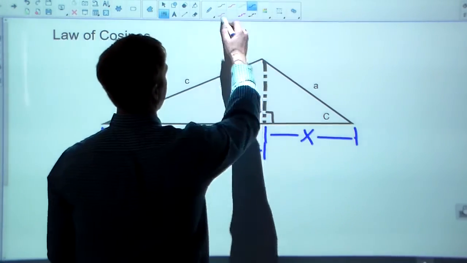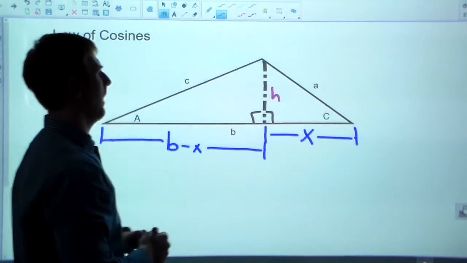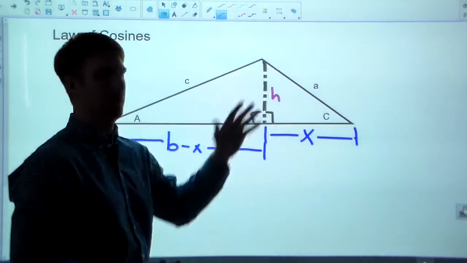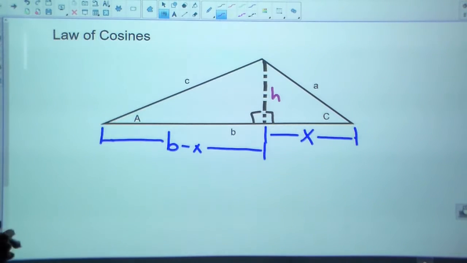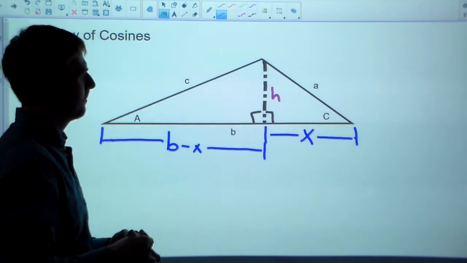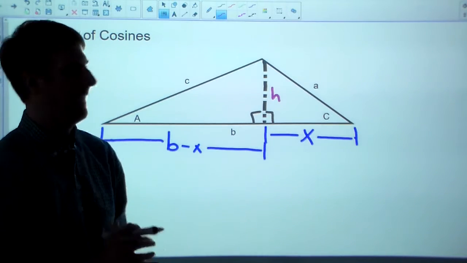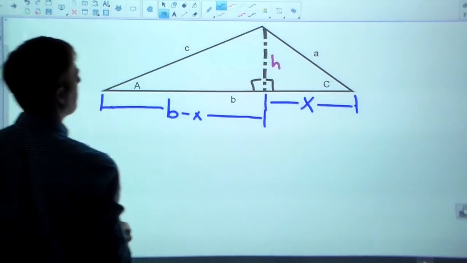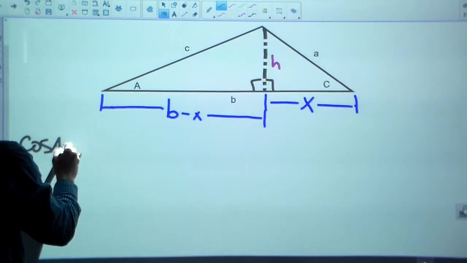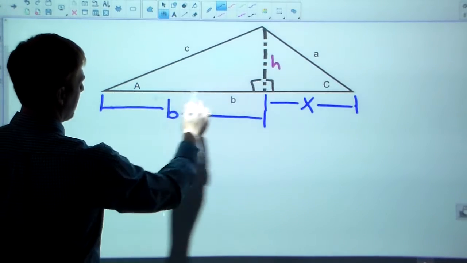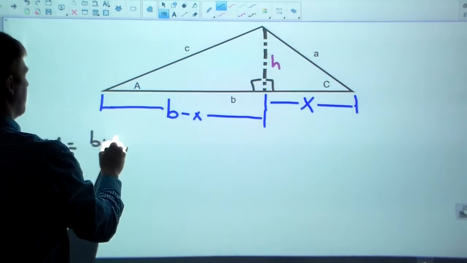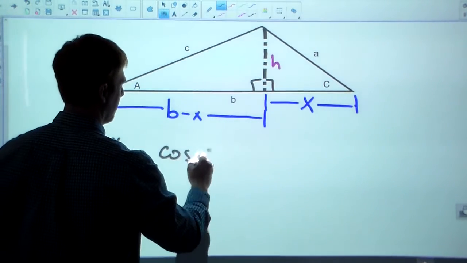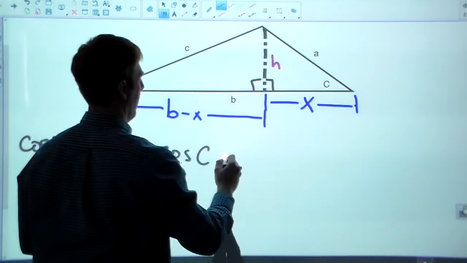One more thing I'm going to add, I'm going to call this H for height, because I've got a feeling that knowing this opposite side may be important as well. At this point, I would start coming up with any cosine ratio you can. There's four main things I'm going to list out. So let's start with cosine of A. Well, that's going to be this side over C, so B minus X over C. If I set up a cosine involving angle C, it's going to be X over A.